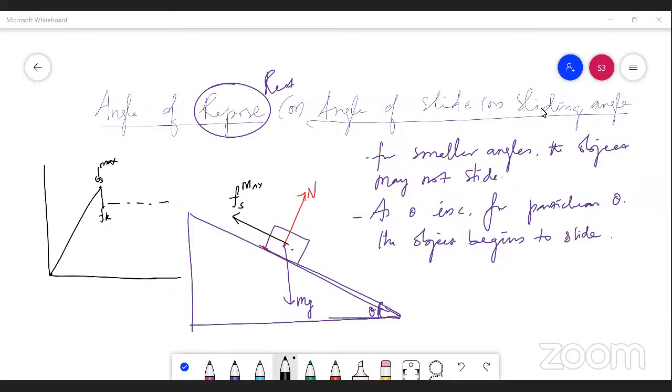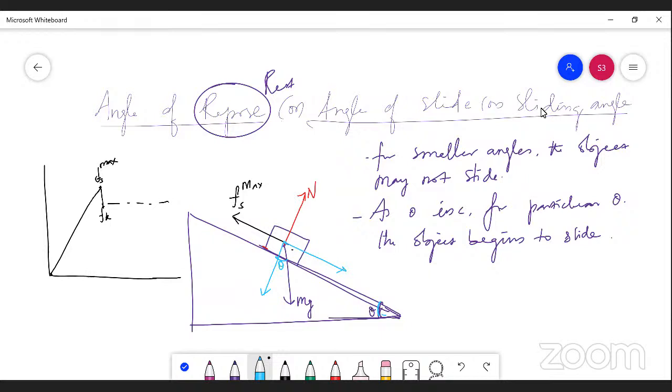Fine. If this angle is theta, I cannot use this force mg directly to speak about the movement of the object. So I have to resolve this mg into its components. I can resolve the value of mg into horizontal and vertical components. And you can see here, if the angle between the inclined plane and the horizontal plane is theta, then this angle is also theta.